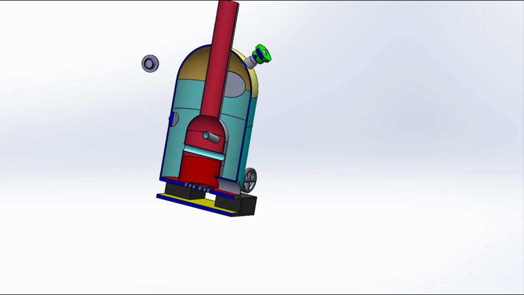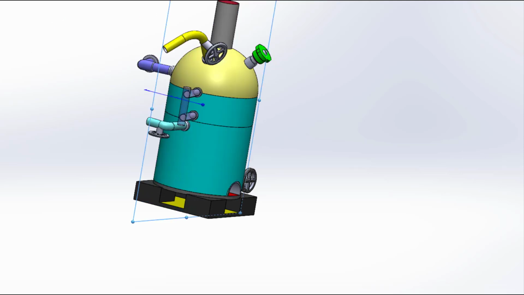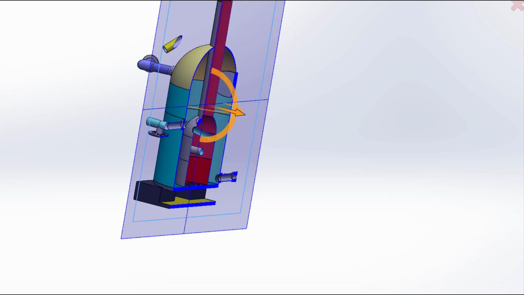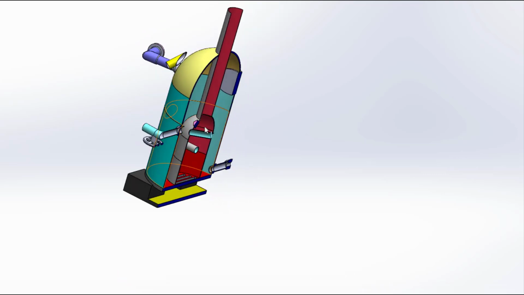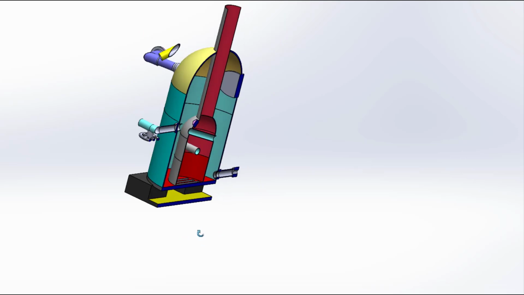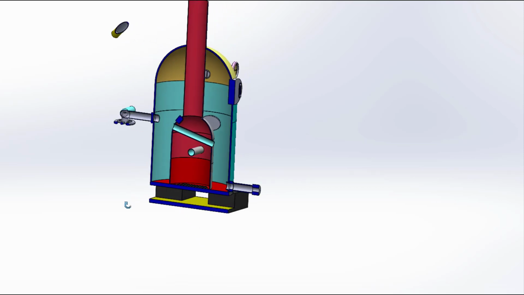We can also see another view. This is the front section. If we see the side section, then we'll see something like this. This is the fusible plug. Water can enter inside this furnace if the fusible plug gets melted due to the overheating of the material, if the water level decreases.